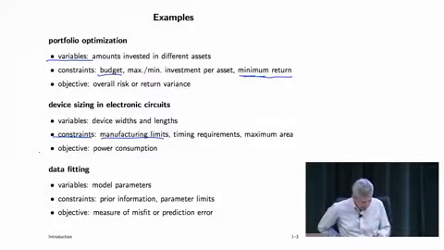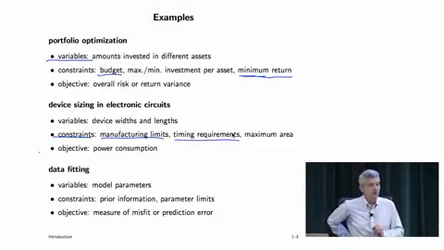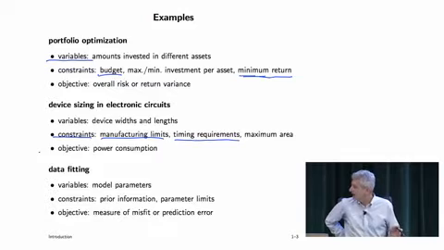Or it can't be larger. There are actually very complex rules, but the basic ones are minimum and maximum, things like that. This is very important. You have timing requirements. Timing requirements basically say your circuit has to work. It has to work at whatever clock speed it needs to work at.